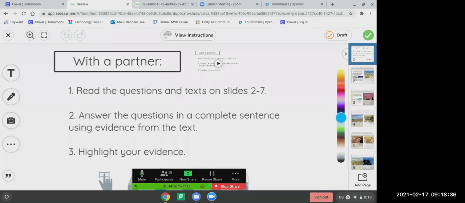I see lots of screens that are on our task, ready to go. Great job being focused on your directions and following them immediately.